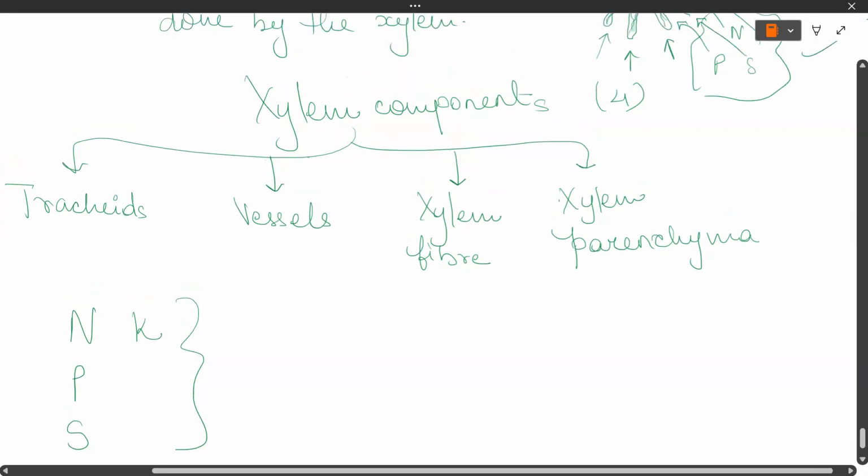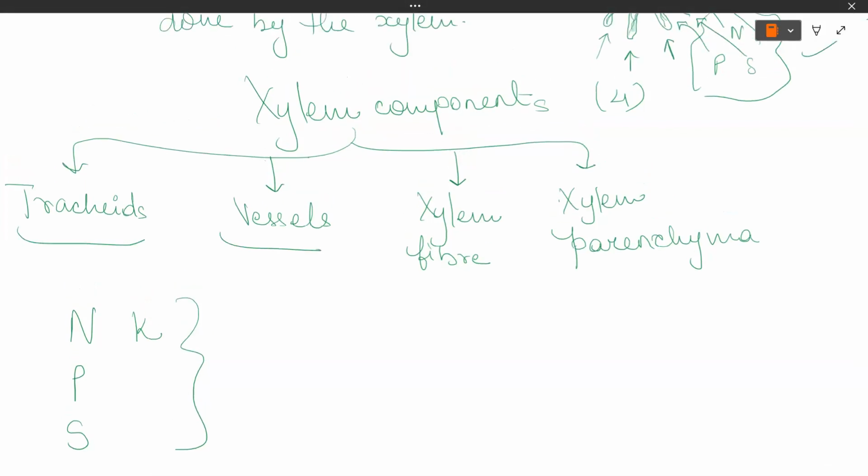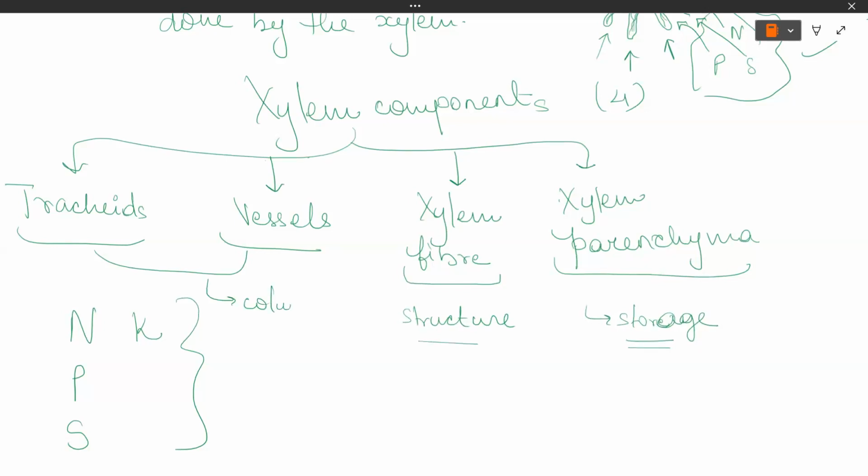See, the tracheids and vessels make a column so that the water can move up. Xylem fiber is to provide structure to the xylem, and xylem parenchyma can store the food. The function is storage here. That is why these components are studied. So xylem fiber provides structure, the xylem parenchyma provides the storage capability, whereas the tracheids and vessels provide a column so that the water can move up.